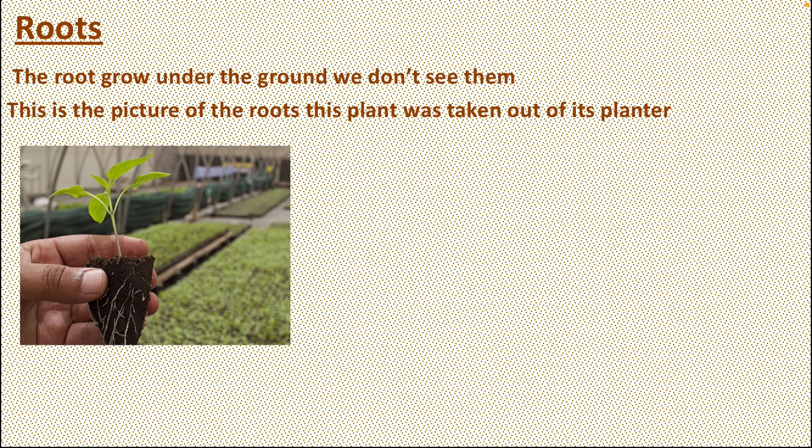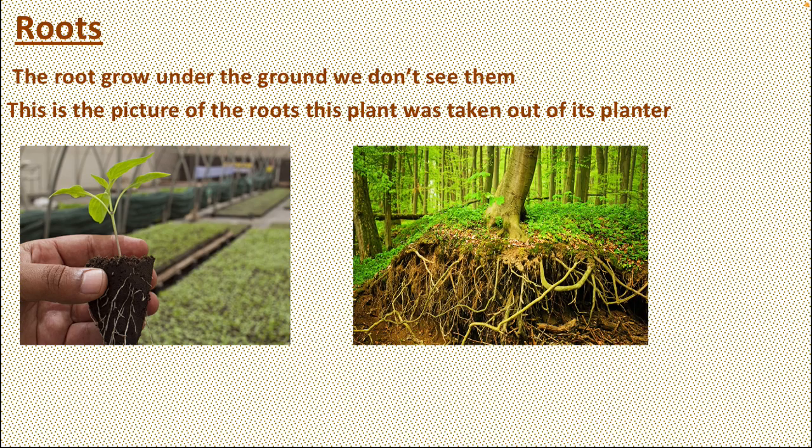The roots grow under the ground. We don't see them. This is the picture of the roots. This plant was taken out from its planter. As we cannot see the root outside, you can see this is the plant which was fixed in the pot. When you take it out from the pot, you can see there are roots in the soil.